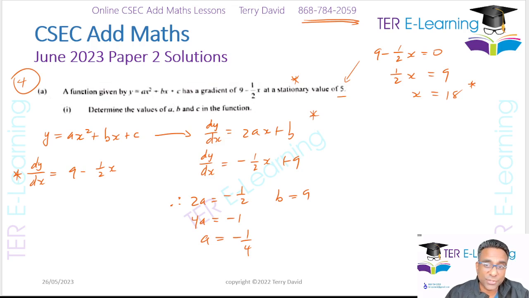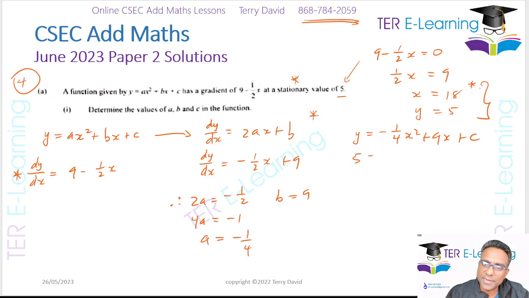But we know what the stationary value is. The stationary value is actually y is equal to 5. Right? So you're going to use these two pieces of information here to actually work out what c is. Right? Now here's what we know so far. y is equal to ax squared, a is negative a quarter. So this is minus a quarter x squared plus 9x plus c. So we're going to use the 18 and the 5 to work this out.